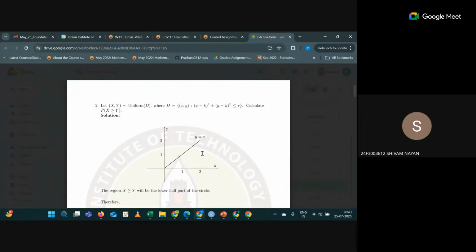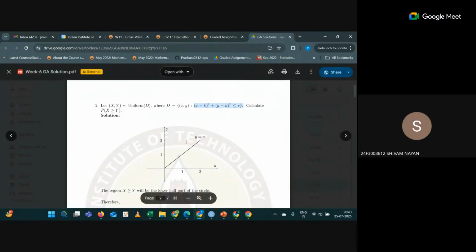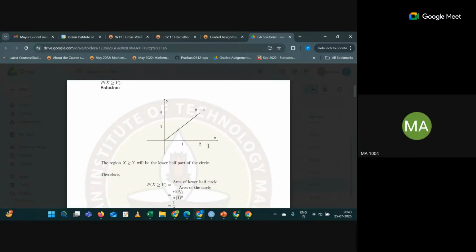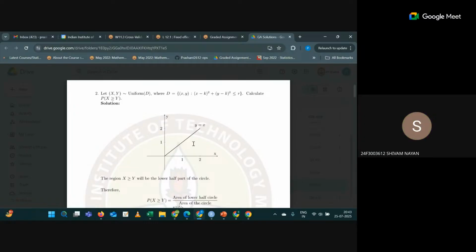I am asking about the graph. This is the equation of a circle, right? Yes, sir, that I know. The circle will be something like this. And here, if you see, this is just the lower half of the circle, right? What is the area of the circle? Basically, it's pi r square, right? Sir, which lower half? Tell me where x will be greater than y? Below the line or above the line? Below the line, right?